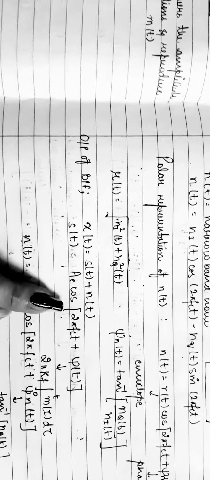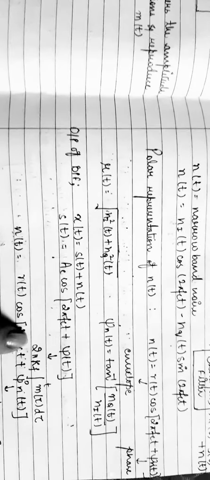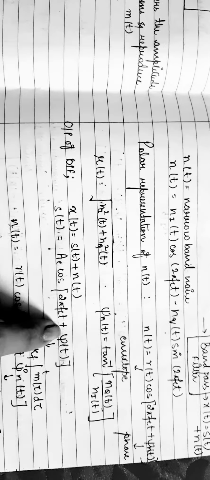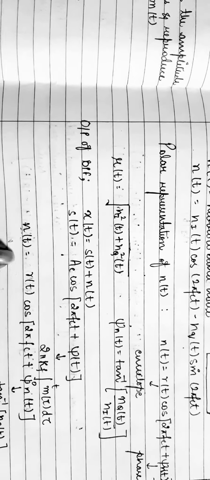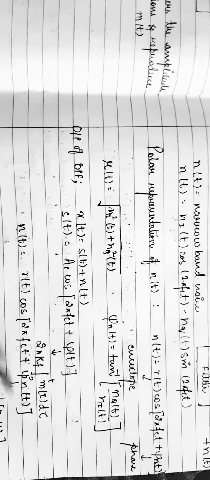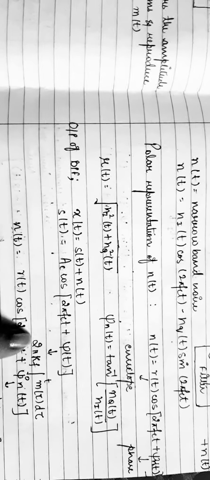Now we know that the output of the bandpass filter, that is x(t), is equal to s(t) + n(t), where s(t) is equal to Ac cos(2πfct + φ(t)). So in place of 2πkf integral 0 to t m(τ)dτ, we can place φ(t), that is the phasor angle. Then n(t) is equal to r(t) cos(2πfct + φn(t)).